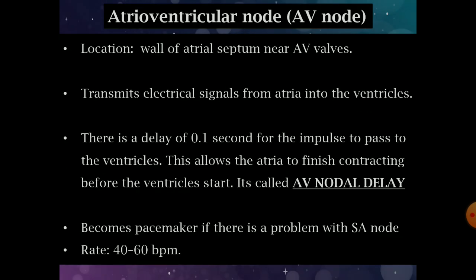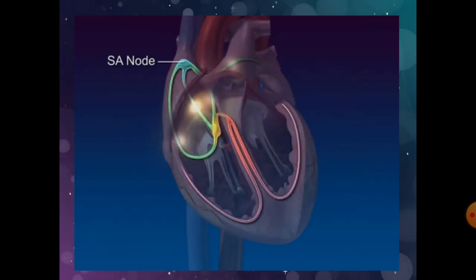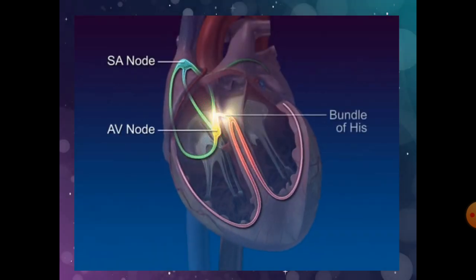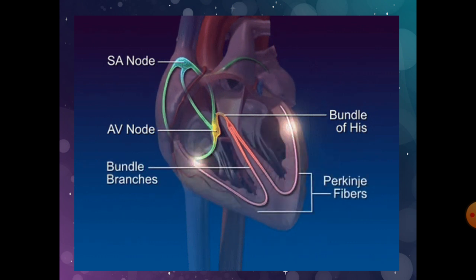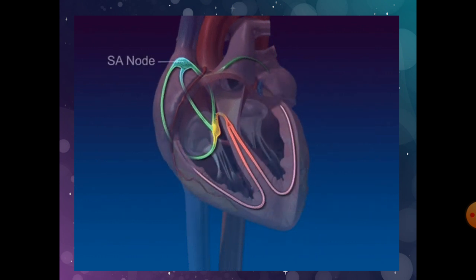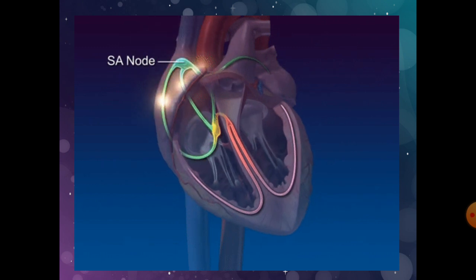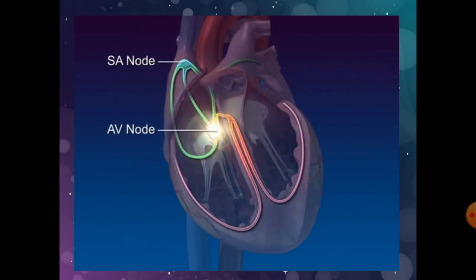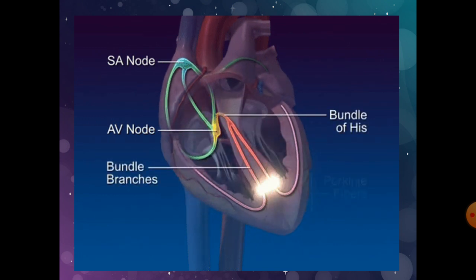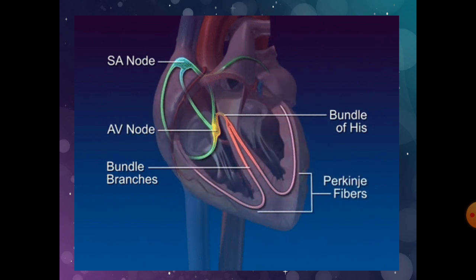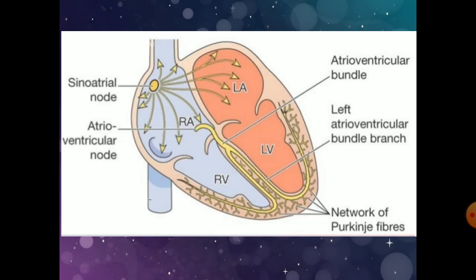You can again see from the previous picture, SA node, AV node, and then bundle of His. Bundle of His is nearby the AV node, and there is a central. In the center, you can see the two branches, right and left bundle branches, and then there is the network of Purkinje fibers. So from Purkinje fibers, the impulse is being carried to the apex of the heart.